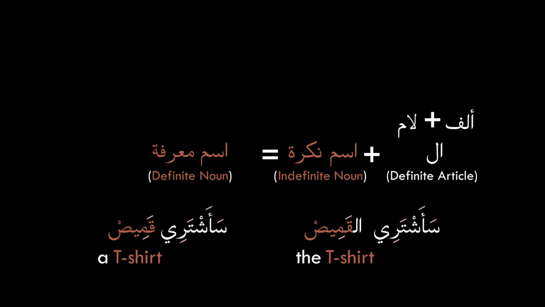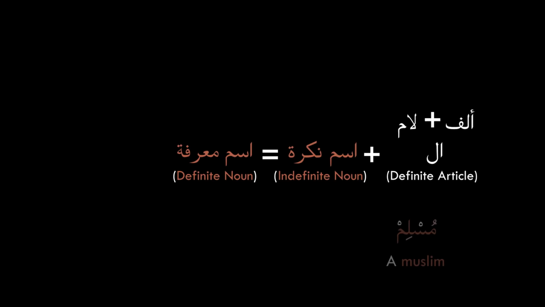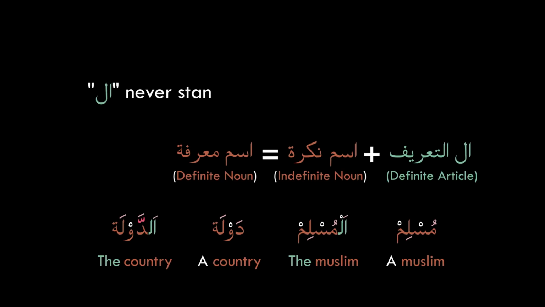Without al in the first, the noun is indefinite. With al, the noun is definite. Here are some examples. Muslim, al-Muslim, dawla, ad-dawla. We call this al by al-ta'rif. It is a particle, or harf, and you will never find this al standing alone like the English the. It should always be prefixed to another noun.